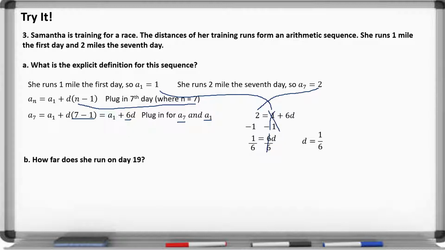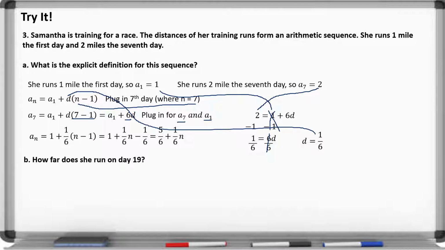All right, so now that we know D, we can actually plug this into the arithmetic sequence formula. We want to plug it in here. So when we do that, we get A1, which we know is 1, plus D, which now we know is 1/6, times n minus 1. Make sure you distribute the 1 over 6 around the parentheses. So once you do that, you want to make sure you combine like terms here. So 1 minus 1 over 6 is actually going to give us 5 over 6. So there's our form.